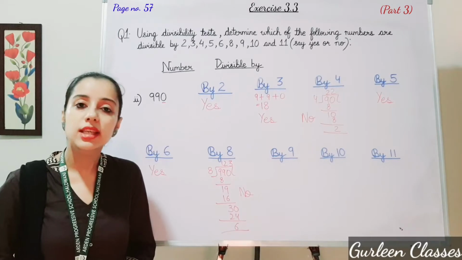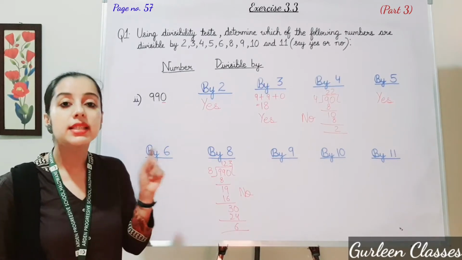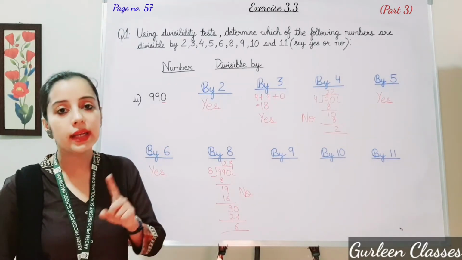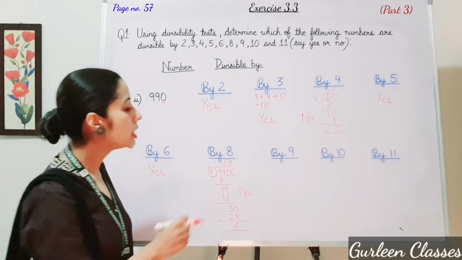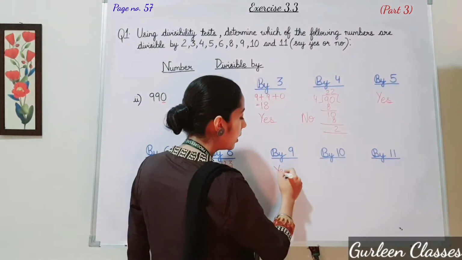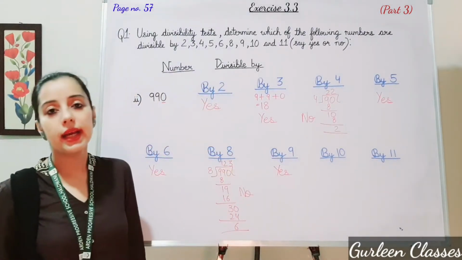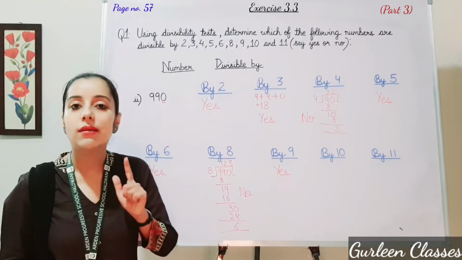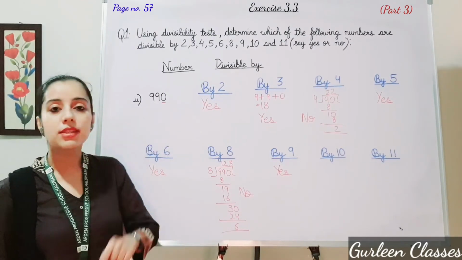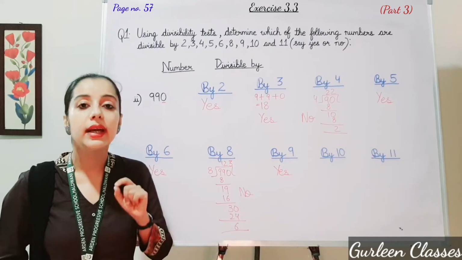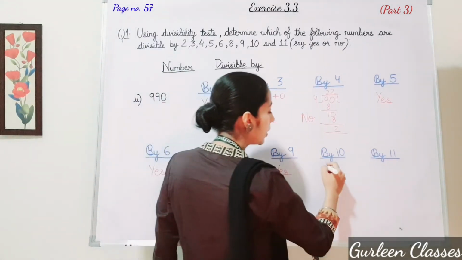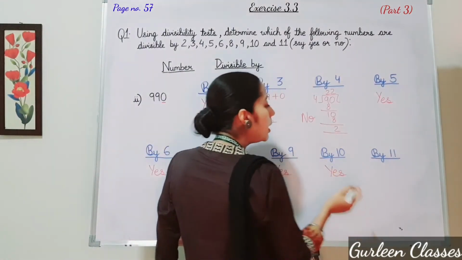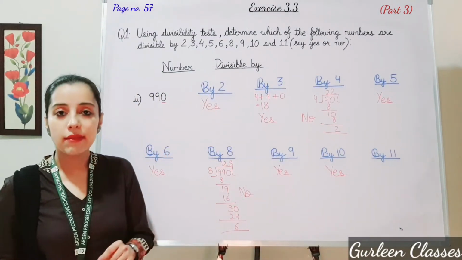You have to find out the sum of the given digits. Sum is 18. Does 18 come in the table of 9? Yes. So it is divisible by 9. Now divisibility by 10. If at ones place you have 0. So at ones place we have 0. Yes. So it is divisible by 10. So right here, yes. Now finding out divisibility by 11.